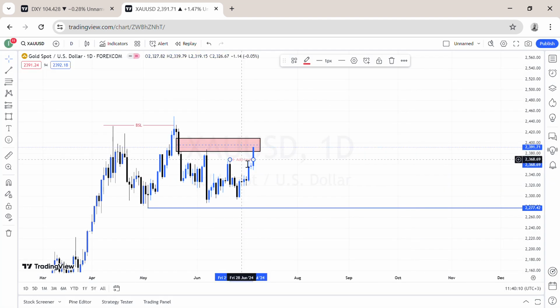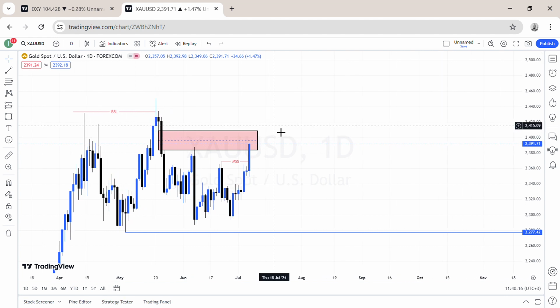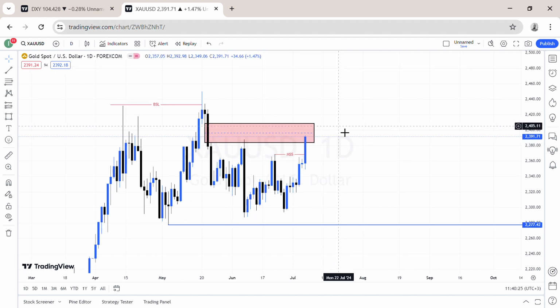So on the daily, that is a market structure shift. Okay, because we were bearish, breaking structures, but it failed to break the structure right here and went back high, displacing above this swing high, and automatically this candle is closing above it. So that is a valid market structure shift.